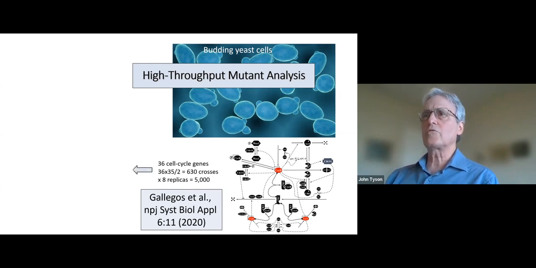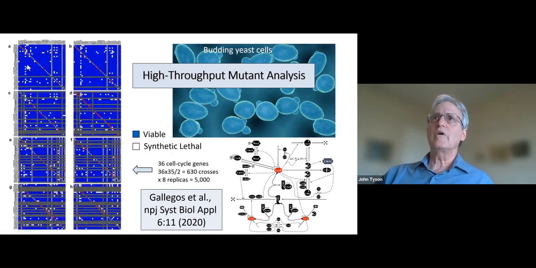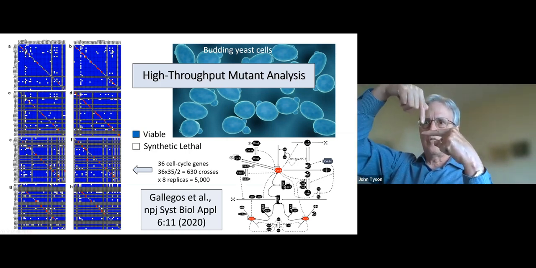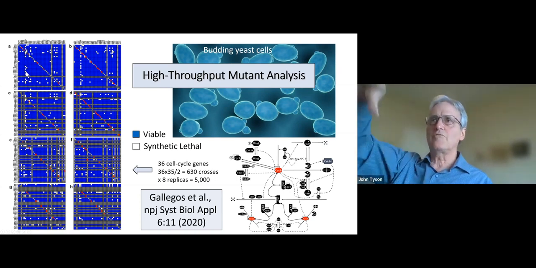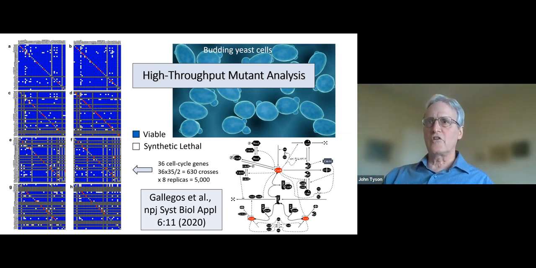And the results of all these crosses are illustrated in these kinds of arrays, where each little square is a particular cross of two of these cell cycle genes. And the blue squares are viable crosses, and the white squares are the inviable crosses. And you want to check over the eight different plates here that the inviable crosses, the synthetic lethality, is reproducible and not just an accident of how that particular cross was done.